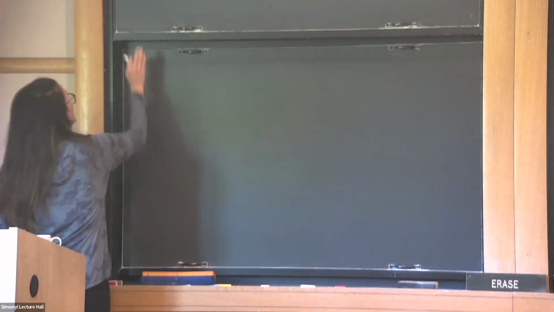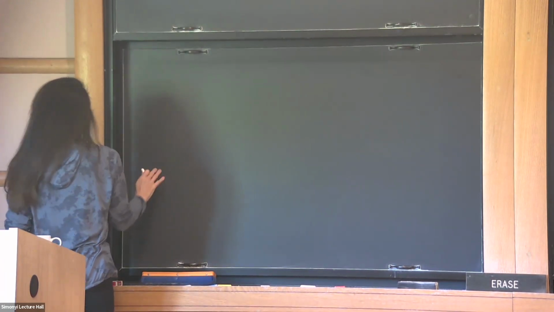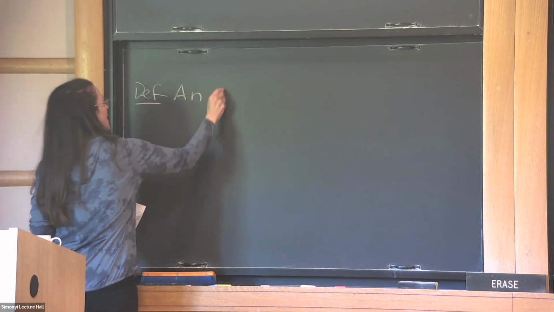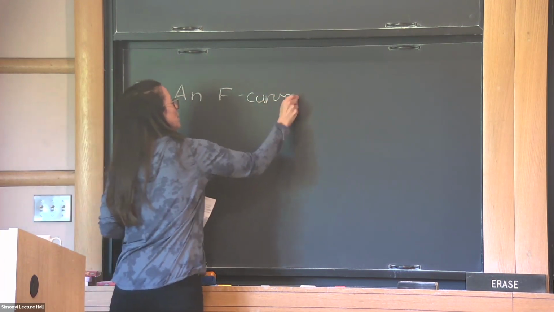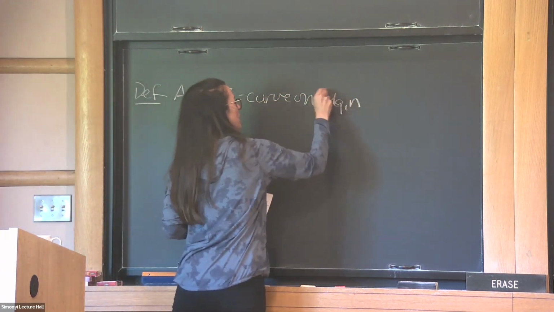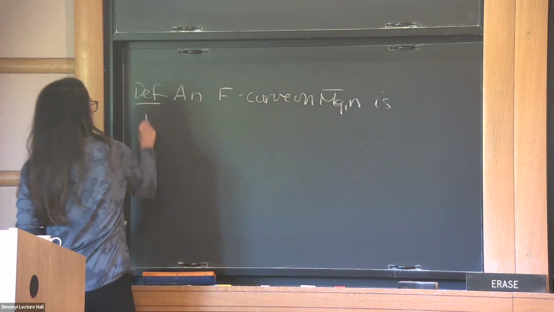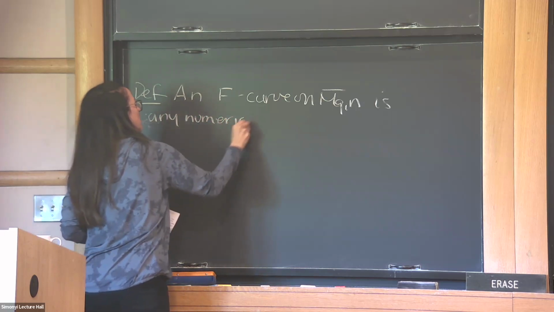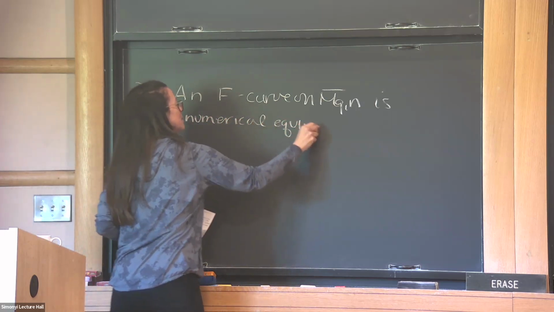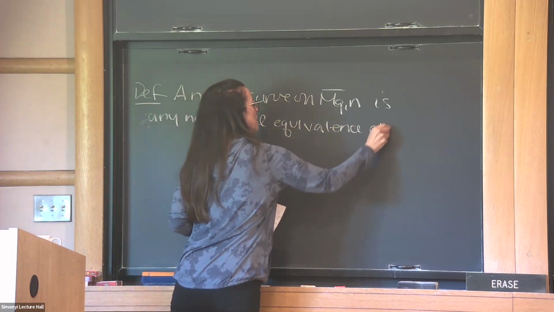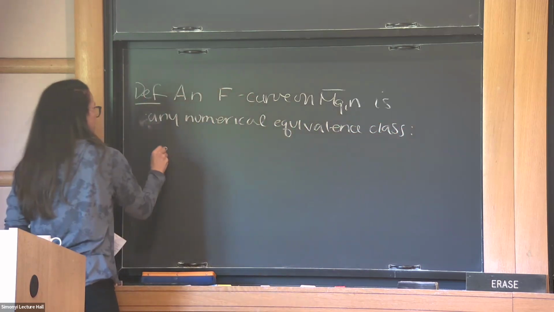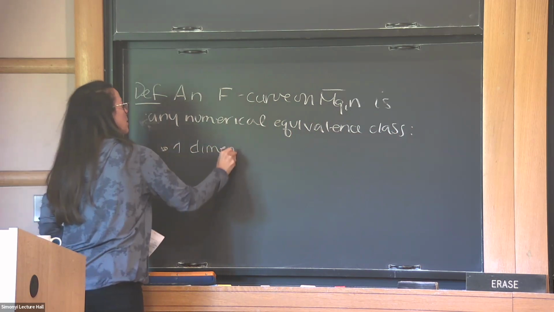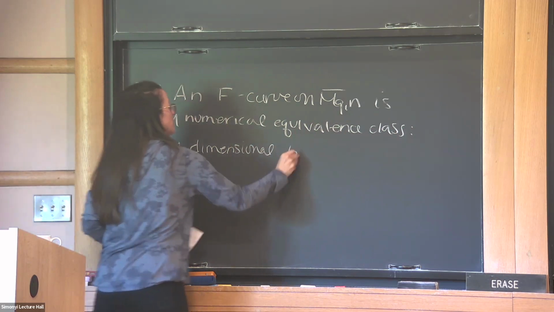And so what are the F curves? Definition: an F curve on M_{g,n} bar is any numerical equivalence class, and I could describe it in a couple of ways, of the one-dimensional boundary strata.